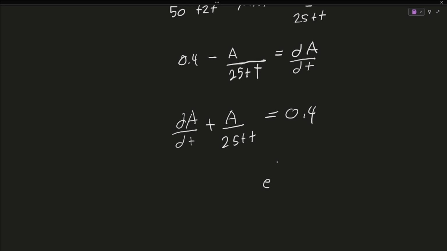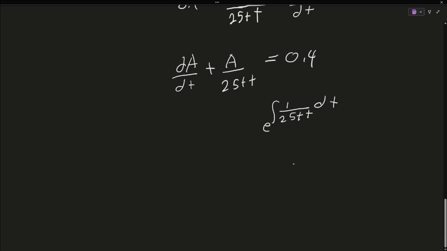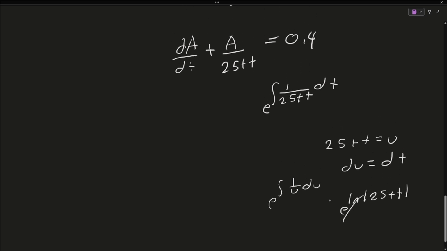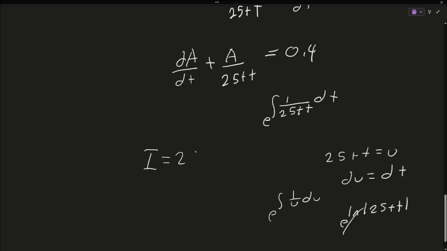So e to the integral of 1 over 25 plus t dt. Okay, and now you can use u substitution to solve this integral. 25 plus t, let's call this u, and du will be dt. So we will have e to the integral of 1 over u du, which is e to the ln of u, and u was 25 plus t, so we will have 25 plus t. And now we can cancel these, and we will have the integrating factor I equal to 25 plus t, just like this.